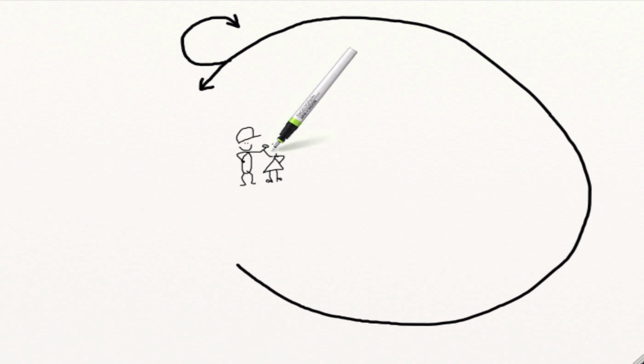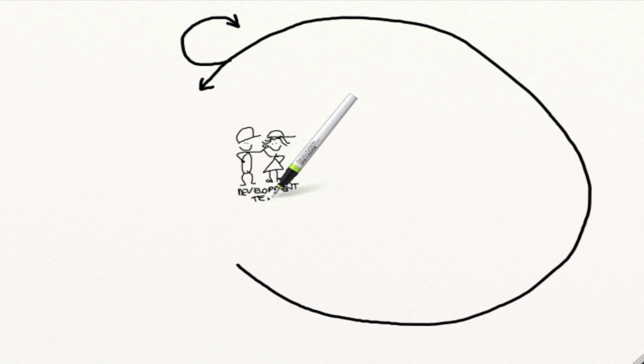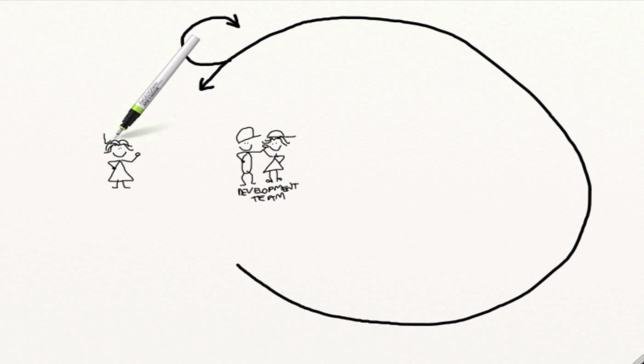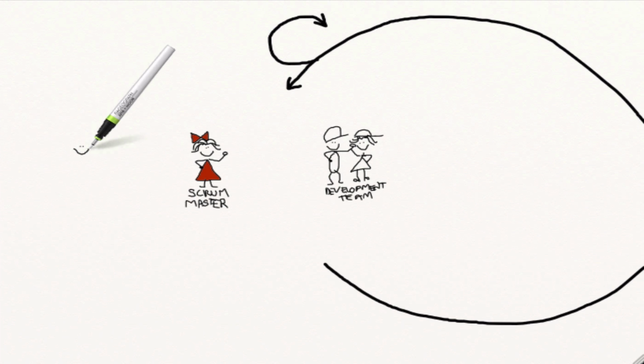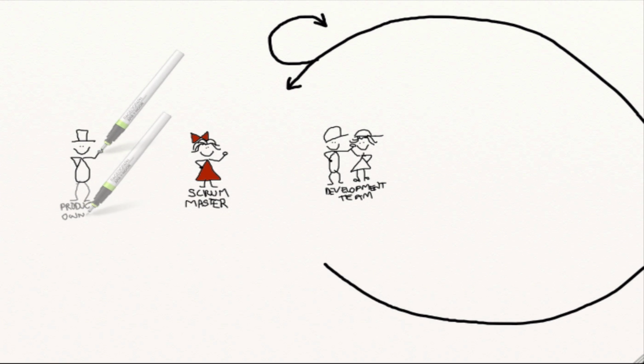The first role is the development team. The development team are the ones actually delivering the incremental changes for our product. The second role is the Scrum Master. He, or in this case she, is responsible for the Scrum process. The third role is the Product Owner. This role is the owner of the requirements that need to be developed and implemented by the development team.